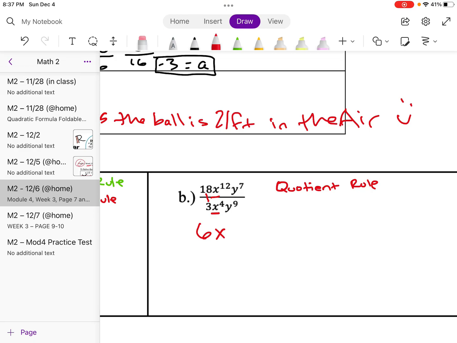I also know that 18 divided by 3 is 6. X to the 12 and x to the 4, if I subtract their exponents, I get x to the 8. Y to the 7, y to the 9 becomes y to the negative 2. Then I can't have a negative 2 exponent in my answer, so I'm going to apply what I know about negative exponents.